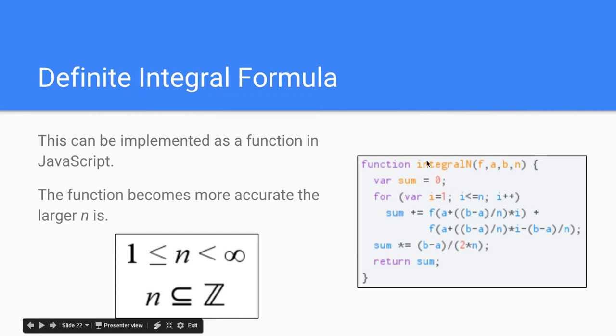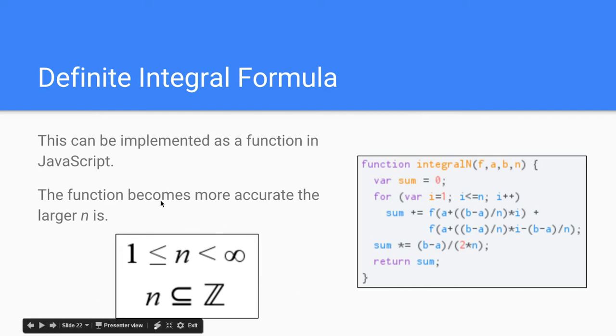You can implement this in JavaScript. The function becomes more accurate the larger n is, so this would be the code for it. You start with sum equals 0, you go from i equals 1 to n, you sum up the two functions, and at the end you multiply the sum by (b minus a) over 2 times n, and return the sum. And so if you pass a function in there, the a, the b, and then a large n value, let's say 100, or maybe 10,000, the larger it is, the slower it runs, you will actually get an estimate of your integral.